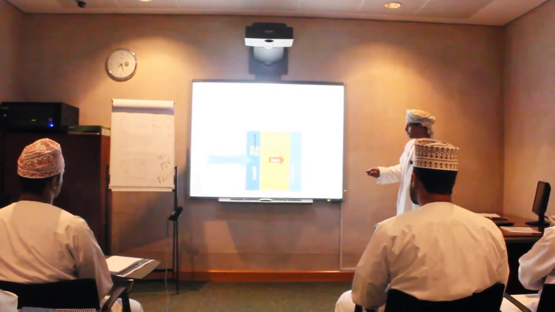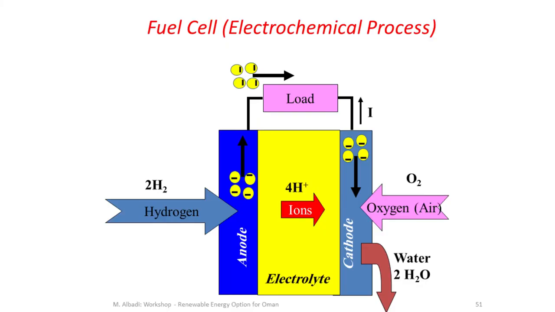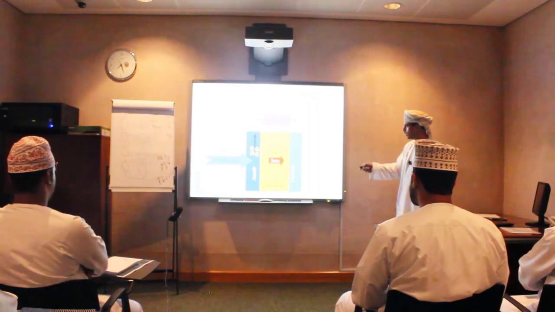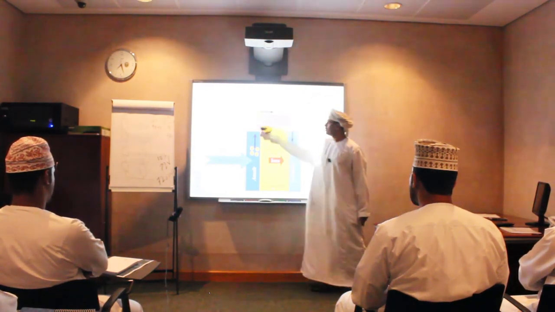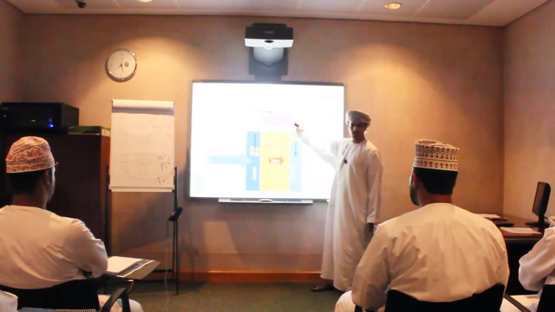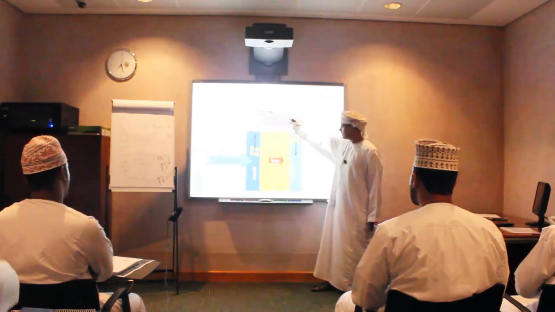You have hydrogen. Ions will be passing here. Electrons cannot pass. They have to go through the load, and then they will combine again. Electrons traveling through the load is electricity. It's DC electricity, not AC electricity.